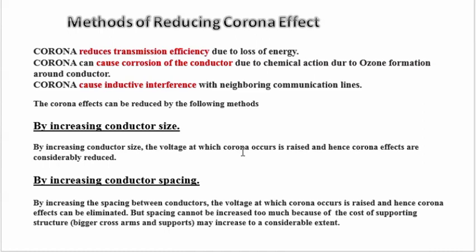Next is increasing the conductor spacing. If we increase the conductor spacing, then the theoretical disruptive voltage will also increase, and as a result corona formation will be difficult. But it has one limitation. The spacing cannot be increased too much because the cost of supporting structure may increase, which will affect the overall cost of the structure.